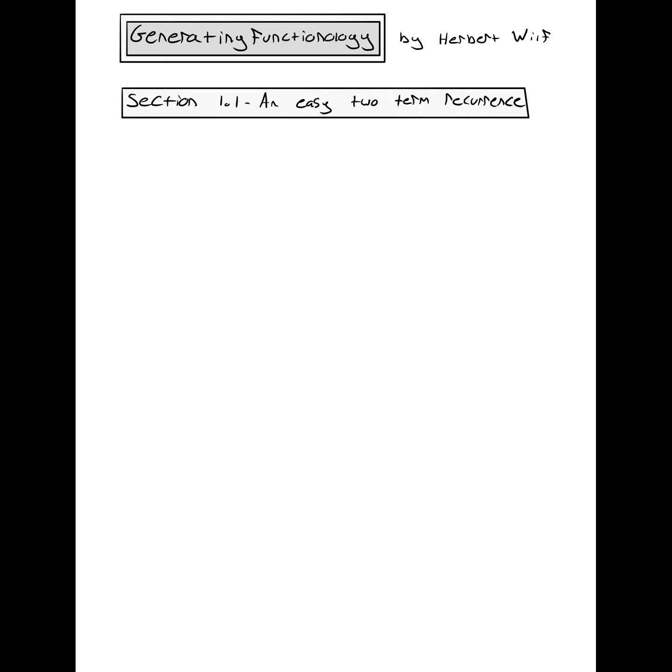Welcome everyone to our first lecture on Generating Functionology by Herbert Wilf. We're going to be talking about section 1.1. It's called an easy two-term recurrence.